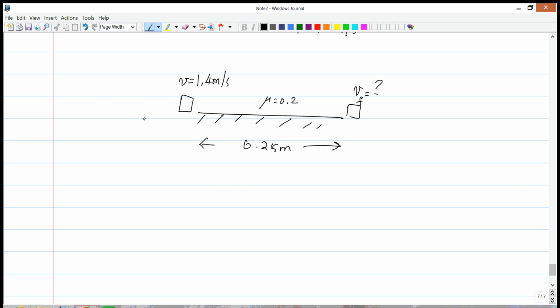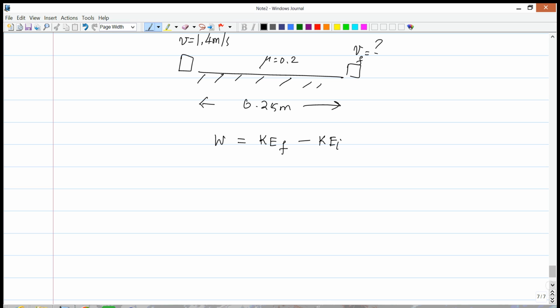So here, we're going to use the mother of all equations: W equals KEF minus KEI. And once we know W, let's figure out the work done by friction, because that's the only force that's doing work.